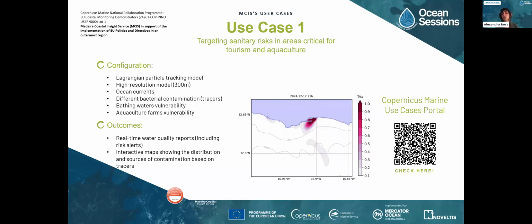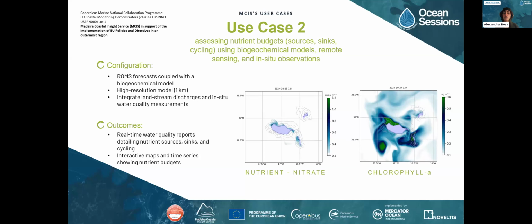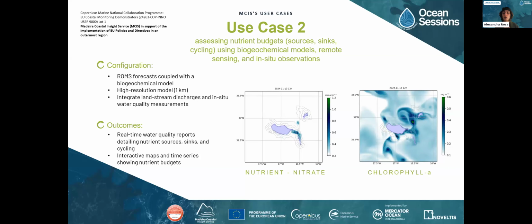If you want to know a little bit more about these use cases, it's already available in the Copernicus Marine Use Cases portal, so you can see and learn a little bit more. In terms of use case 2, it focuses on assessing nutrient budgets, including sources, sinks, and cycling, using biogeochemical models, remote sensing, and in-situ observations.